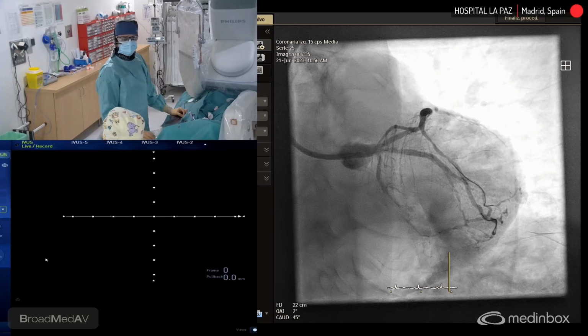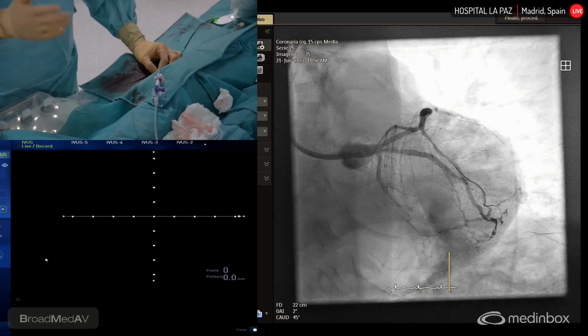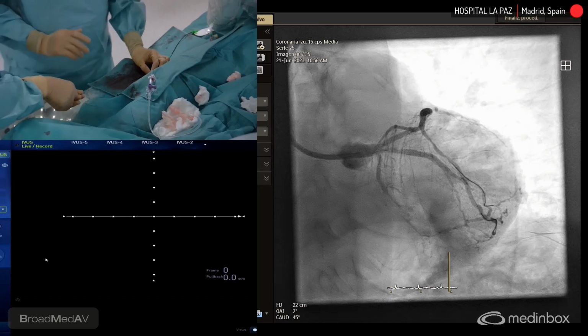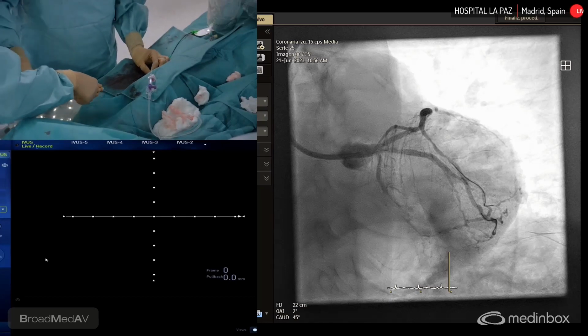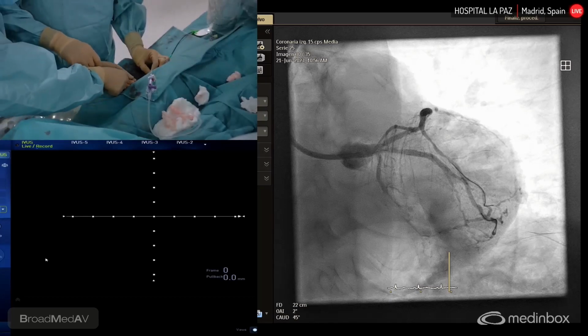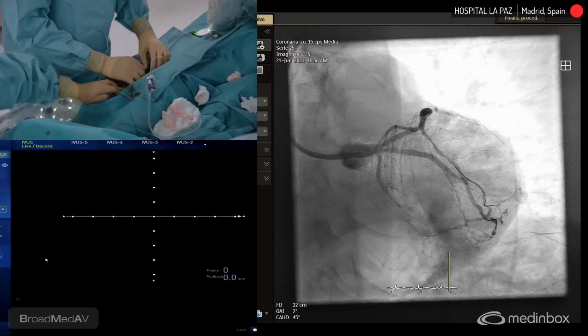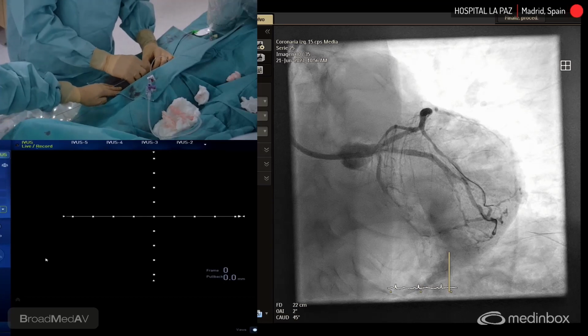We are going to follow the patient in the outpatient clinic, and if he has some symptoms, we can go for treatment of the right and also for this chronic total occlusion of the circumflex. I think we can finish after this IVUS.